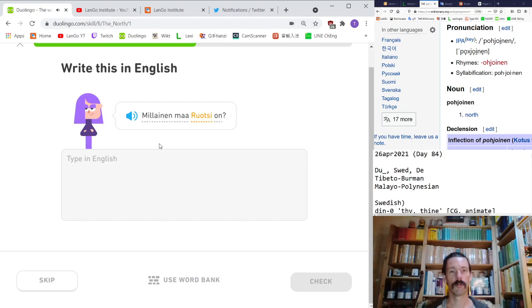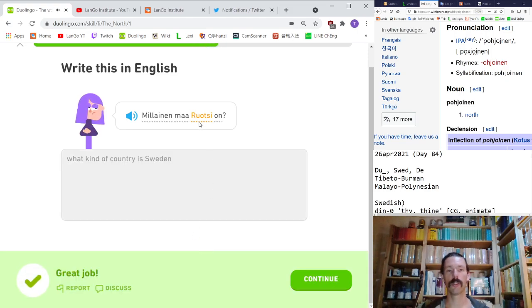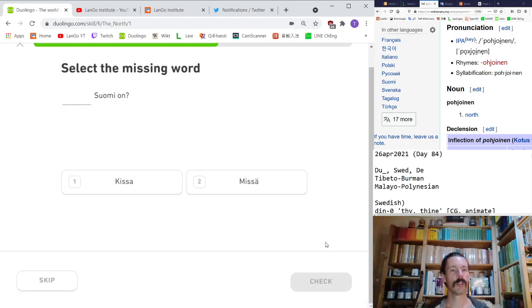Millainen maa Ruotsi on? So what kind? Millainen? What kind of? And then it's Ruotsi, Sweden is. We invert that in English. What kind of country is Sweden? And this Ruotsi comes from a word related to like the rudder or rowing, something to do with boats and boatsmen. Suomi on, missä? Where is Finland?